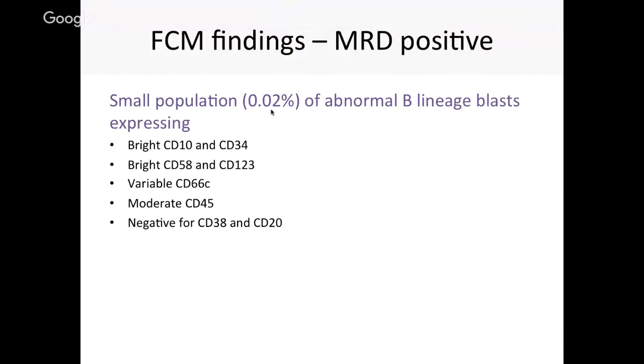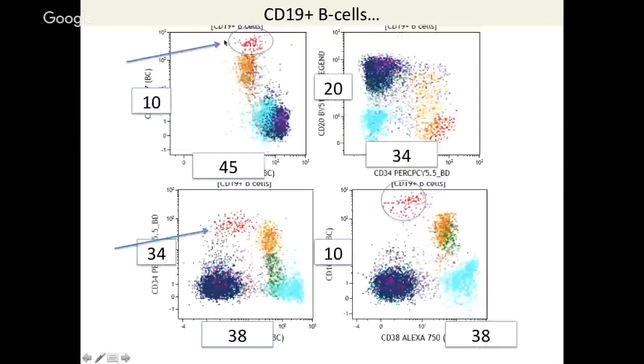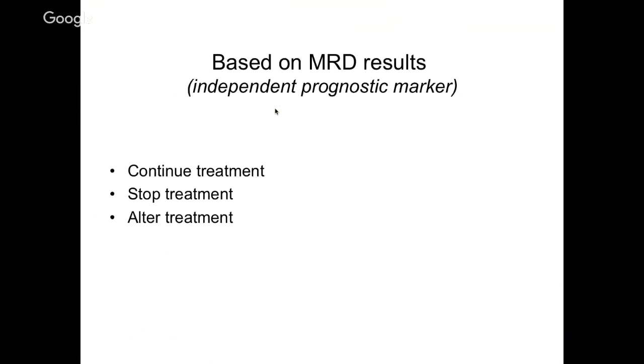But on the calculation based on all the cells and this small 20, 30 dots which we saw here, we do a calculation, and in this case, it was 0.02% of abnormal B blasts. So this is kind of significant because it is more than 0.01%. So we have to tell the clinician, medical oncologist, pediatric oncologist, whether they have to intensify or go with the same treatment. Generally, when MRD is negative, they de-intensify. When MRD is positive, they continue with the same treatment and maybe they repeat MRD later.